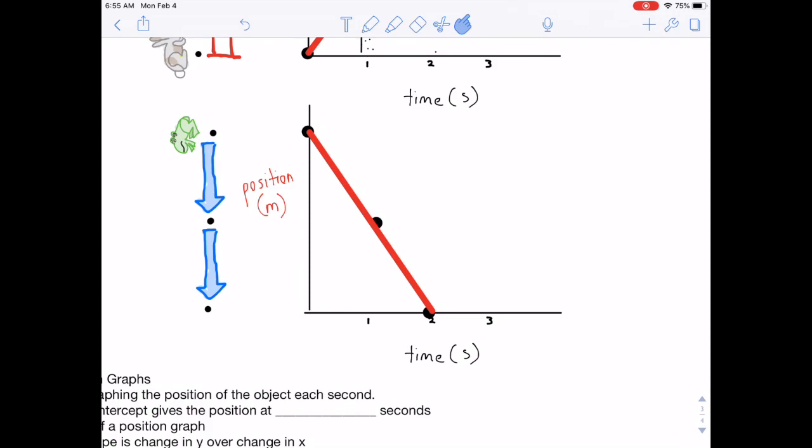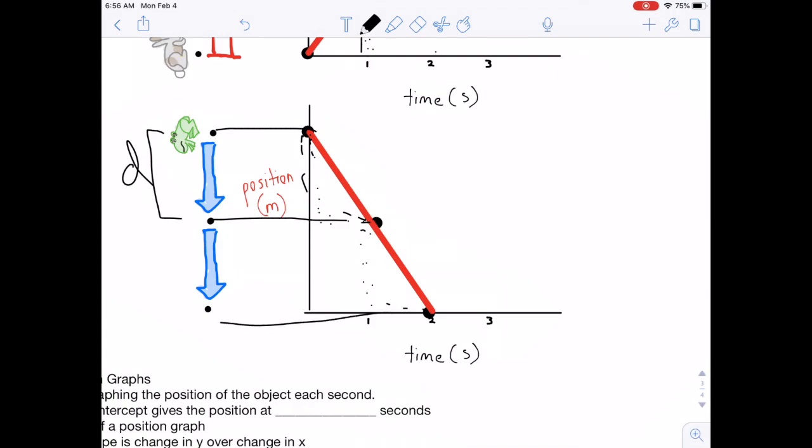And you can see that this frog has been moving towards the origin. So at 1 second, this frog has moved this distance in the negative direction. At 2 seconds, this frog has moved all the way down to the origin. He's at the 0 position mark. He's at the origin there.